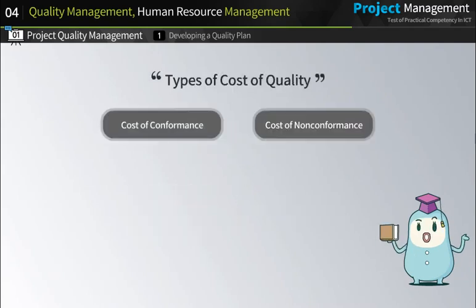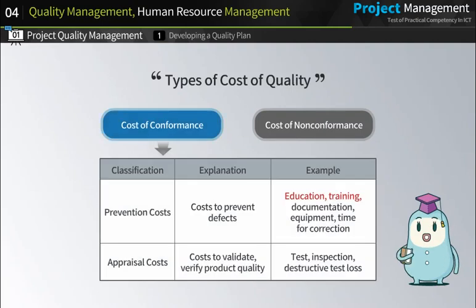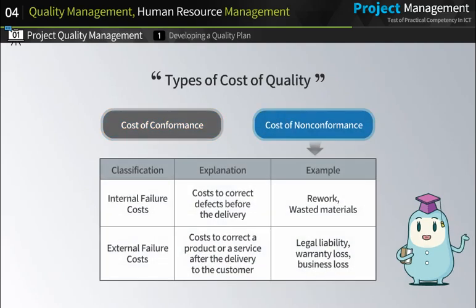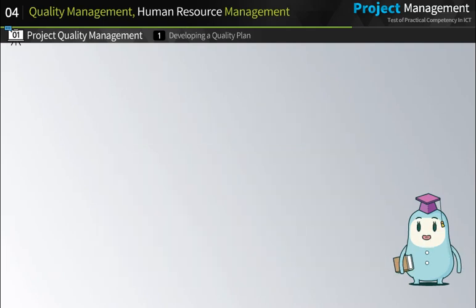The cost of quality is classified into the cost of conformance and the cost of non-conformance. The cost of conformance consists of prevention costs and appraisal costs. Prevention costs are the cost to prevent defects, and appraisal costs are the cost to validate and verify product quality. The cost of non-conformance consists of internal failure costs and external failure costs.